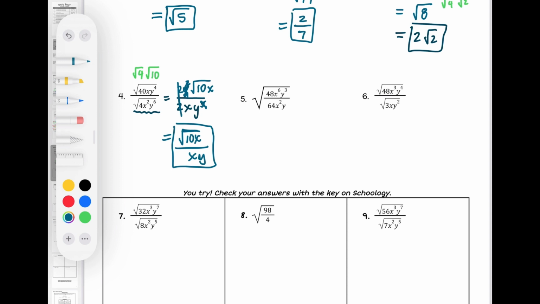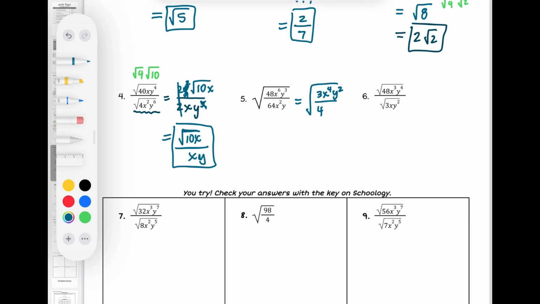All right, so for the next one, you can do this multiple different ways, but I'm going to just divide everything first, and then simplify what I can. So 48 divided by 64 gives us 3 over 4. We have 6 x's on top, 2 on the bottom, so when we subtract those exponents, we're left with 4 on top. And then we have y cubed up top, y on the bottom, so we're going to have y squared left on top.